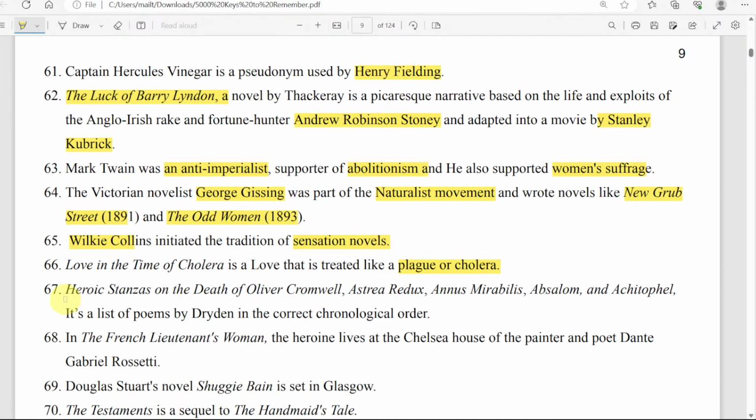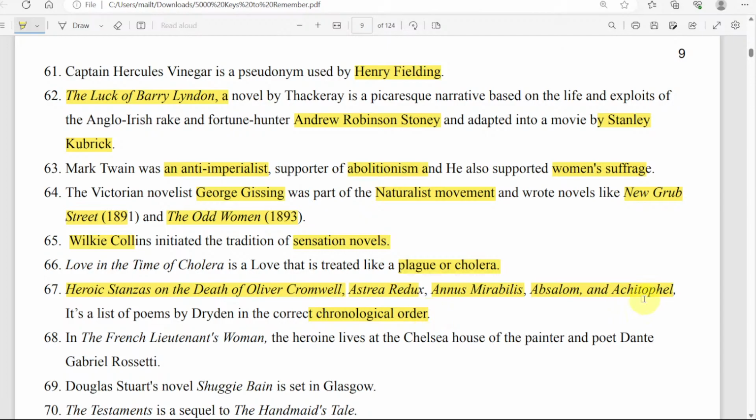So Heroic Stanzas on the death of Oliver Cromwell, Astraea Redux, these are in chronological order. So this came first, and then Astraea Redux, then Annus Mirabilis and Absalom and Achitophel. These are the poems in chronological order. So remember, you can just create a code like Hero, Astraea, Annus, and so on. You can adjust. It is quite important.